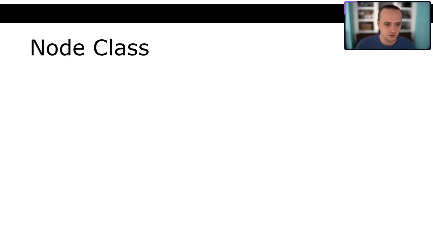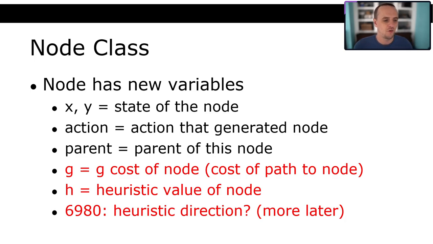Okay. So in our node class, before, our node had X and Y, that was the state of the node, and it had action and it had parent. However, in assignment 2, we are doing A star, and so we have to keep track of two new values. One is G, that's the G cost of the node, which is the cost of the path so far to this node. And we went over what G meant in the last lecture when we did our A star example. And H is going to be the heuristic value of the node. Now you don't technically need to compute and store H, but it's nice to have it there so we don't need to recompute it later.